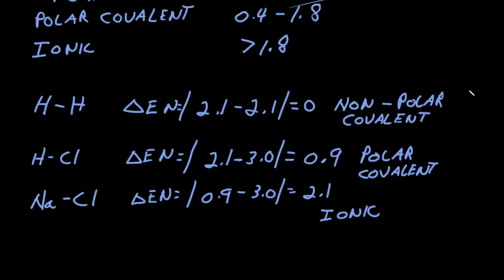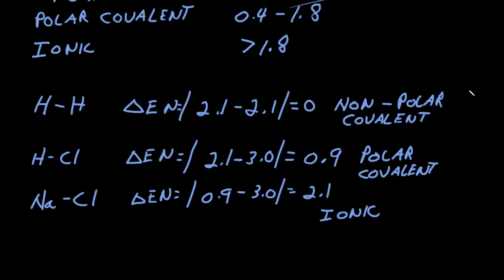So here we have an H-H bond, and if we take our difference in electronegativities, hydrogen is 2.1 minus 2.1, which is 0. That's a non-polar covalent. Quite often you'll see it referred to as the pure covalent, and this will happen when you have your diatomic elements.